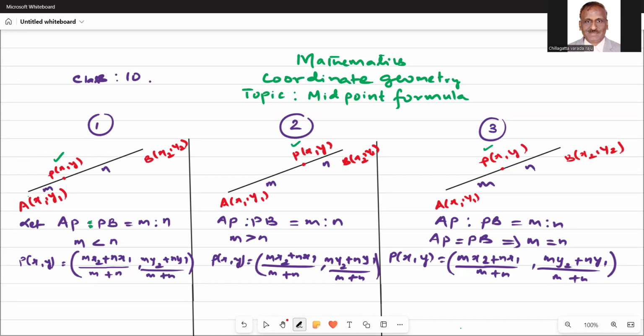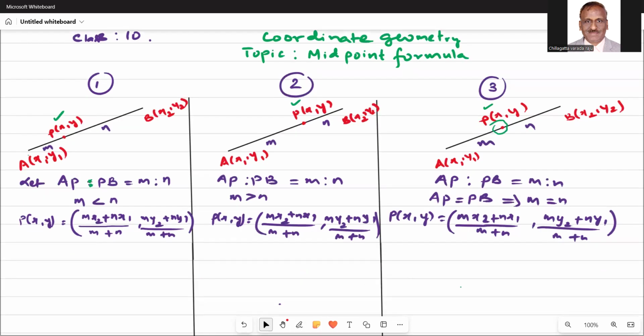In the third condition, you can observe that P is equidistant from the point A (x1, y1) and the point B (x2, y2). You need to find the coordinates of this point P, where P is exactly at the midpoint of the line joining the two points A and B. So here AP is to PB is equal to m:n, and AP equal to PB means m is equal to n. By making use of the section formula, we will derive the formula for finding the midpoint of the line joining two points. Wherever m comes in the section formula, replace it by n, or replace n by m.